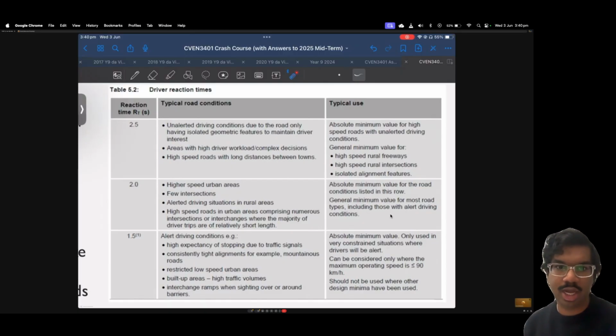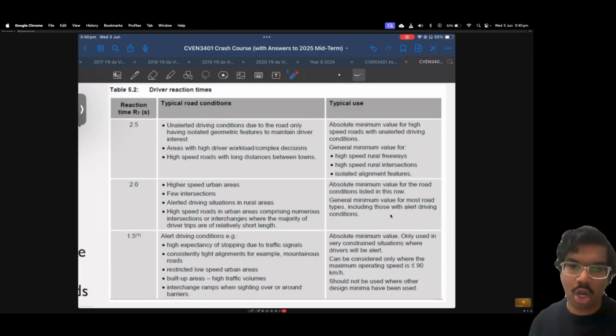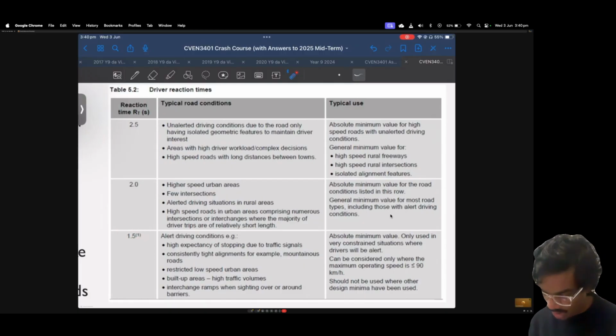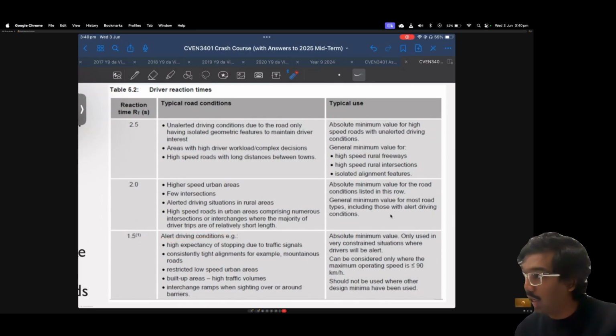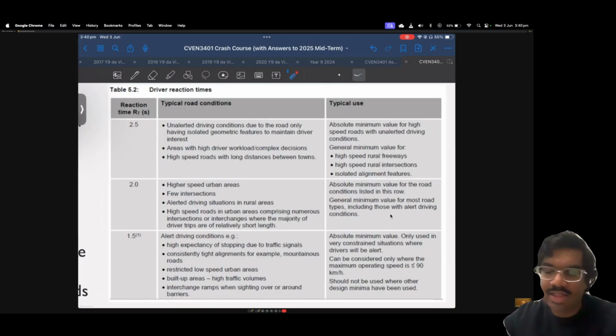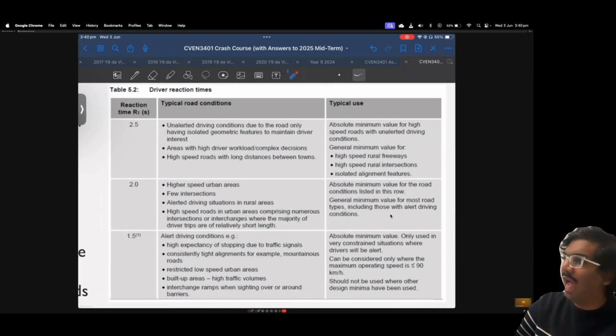So driver reaction times, all right. So a reaction time, so let's say 1.5. So that's like the most optimistic. You took only 1.5 seconds to react, okay? That means it's alert driving conditions, okay? Maybe you're driving on a local road like Anzac Parade, okay? There's lots of traffic lights, so you're reacting quickly, okay?